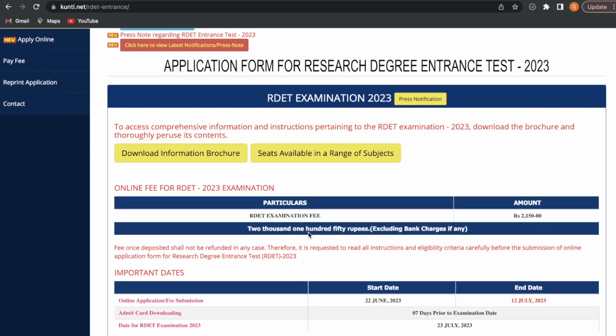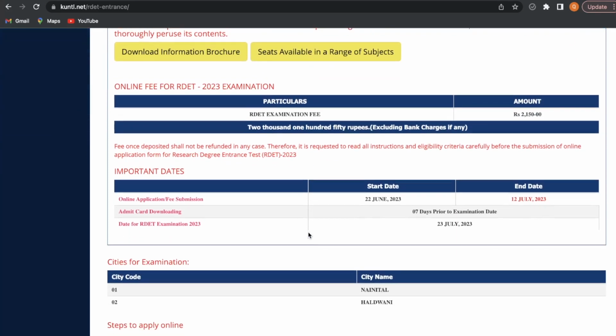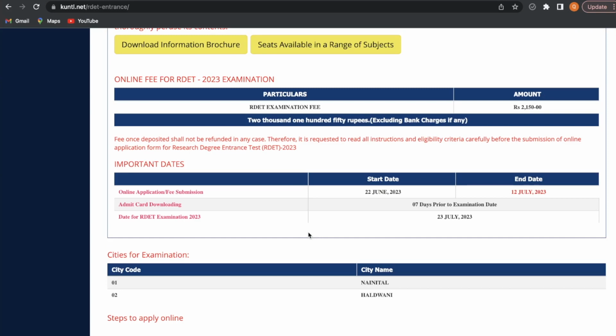Examination fees is 2,150, and online application, the last date of online application is like 12th of July, and date of examination is 23rd of July, and start is 22nd of June. Got it? So these are the basic things.